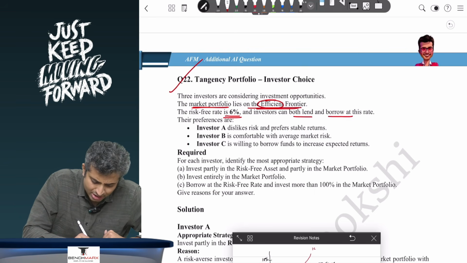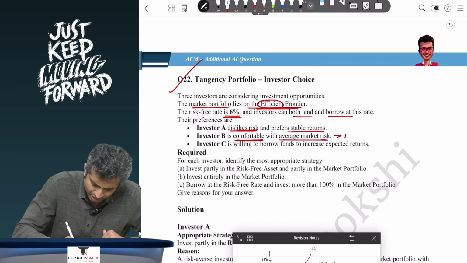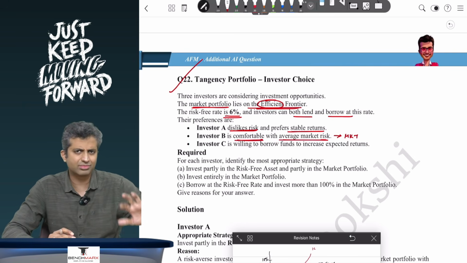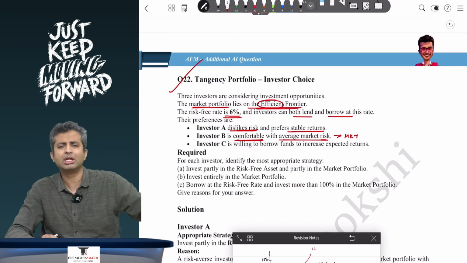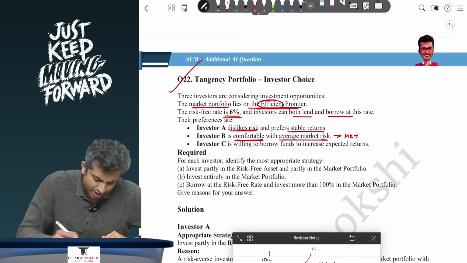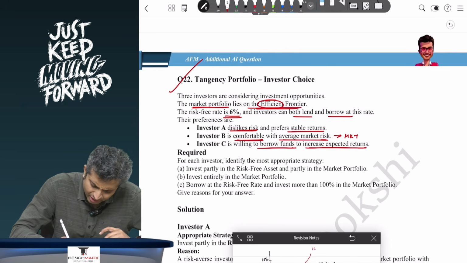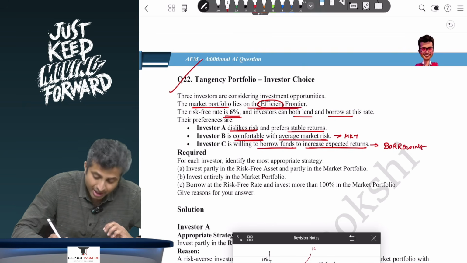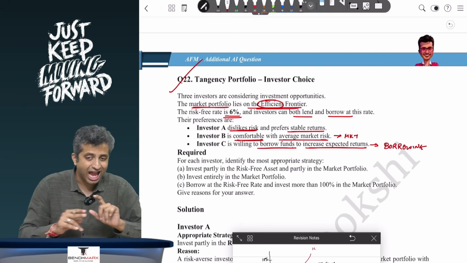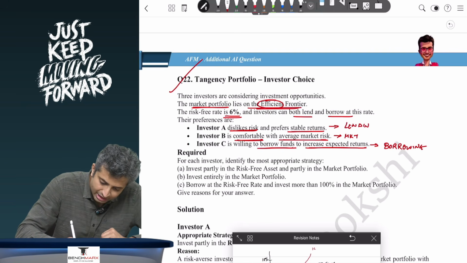Their preferences are: investor A dislikes risk and prefers stable return. Investor B is comfortable with an average market risk. So investor B should invest in the market portfolio only. That's it. There's no further need to deploy any money in the risk-free security, nor is it required to borrow at the risk-free rate. Next, there's investor C, who is willing to borrow funds to increase expected return. So basically investor C will have a borrowing portfolio where the weight of market will be more than one, and will short sell the risk-free security, whereas investor A will create what is called a lending portfolio.